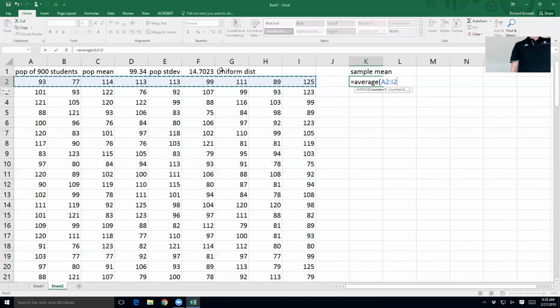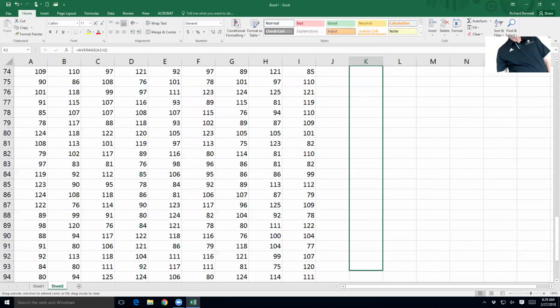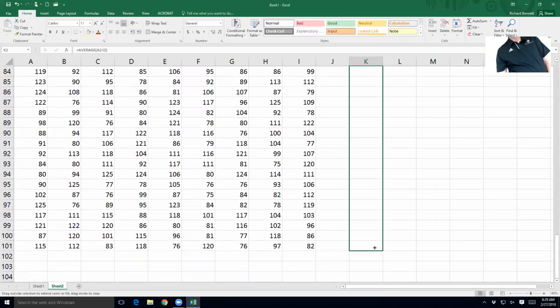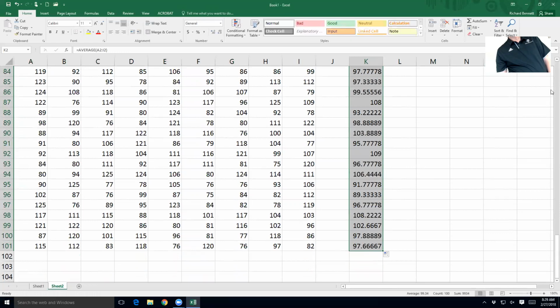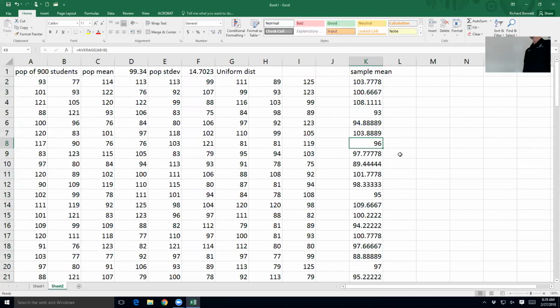The first mean I get is 103. I'm going to do this for all 100 rows, so I'm going to copy this down. As you can see here, we've got some variation. Oh, look at that. So I got 100. That was almost around 108, 93. So there's some variation going on here, right?